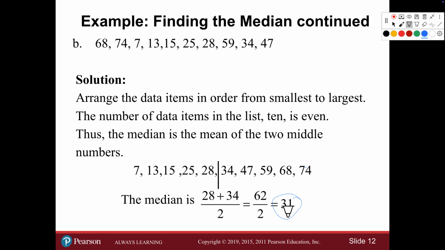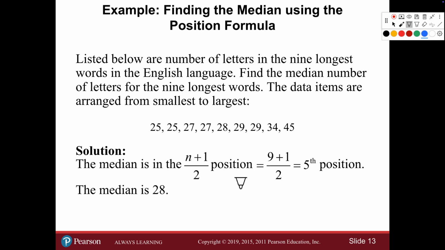So notice 31 is not actually a piece of data, but we would call it the median. It's calculated. So it's kind of like the mean of the two middle numbers when we have an even count, right? And if we had one more piece of data, so if we had 11, then we would have a middle piece and we just use that. We don't have to calculate. But again, it is really a location versus a calculation. Okay.